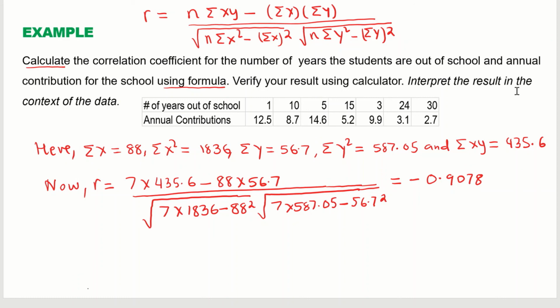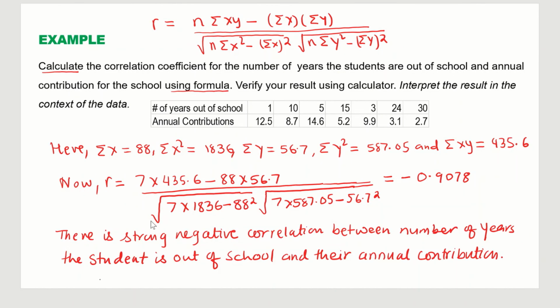Now we are asked to interpret the result in the context of the data. So here r is negative 0.9078. The meaning of that is there is a strong negative correlation between the number of years the student is out of school and their annual contribution. That means as the number of years out of school increases, the amount of money they contribute to the alumni fund or to support the school will decrease over time.